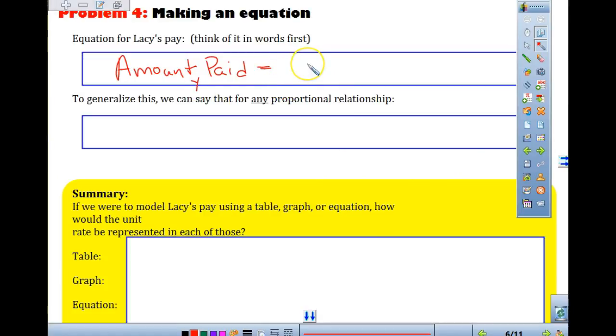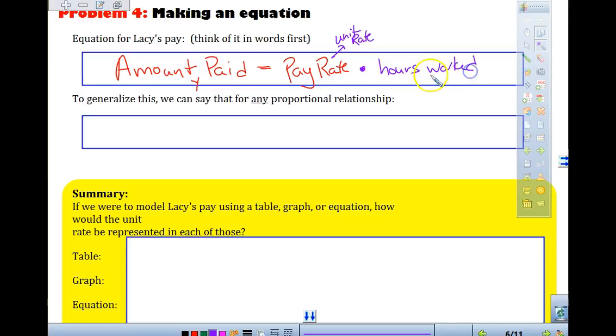Is equal to, we are going to say her pay rate. And when we talk about that pay rate, we really would like to put it as not $300, right? 20 hours, we want to write it how? As a what? Unit rate. So this is always going to be our unit rate. So her pay rate. And then it's going to be times the hours that we worked. And the hours that we worked, we said, was our independent variable, which is X.